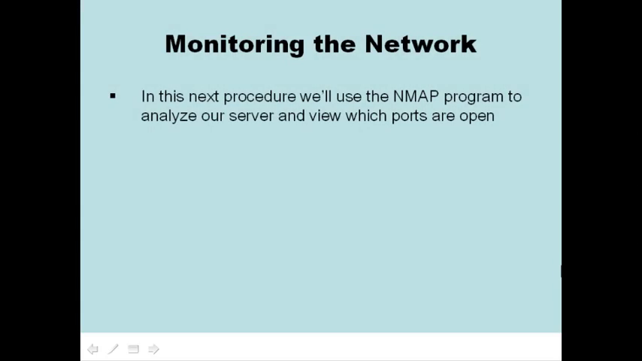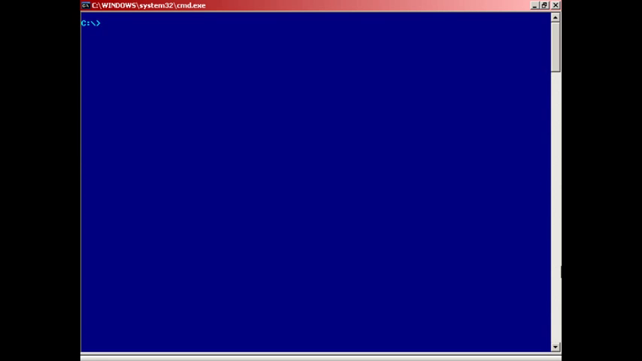In this next procedure, we'll use the Nmap program to analyze our server and view which ports are open. To demonstrate this, I'm going to go to the command line and switch to the Nmap folder. That's where I extracted the files to after I downloaded them. And this is a free download that you can get from nmap.org or insecure.org.